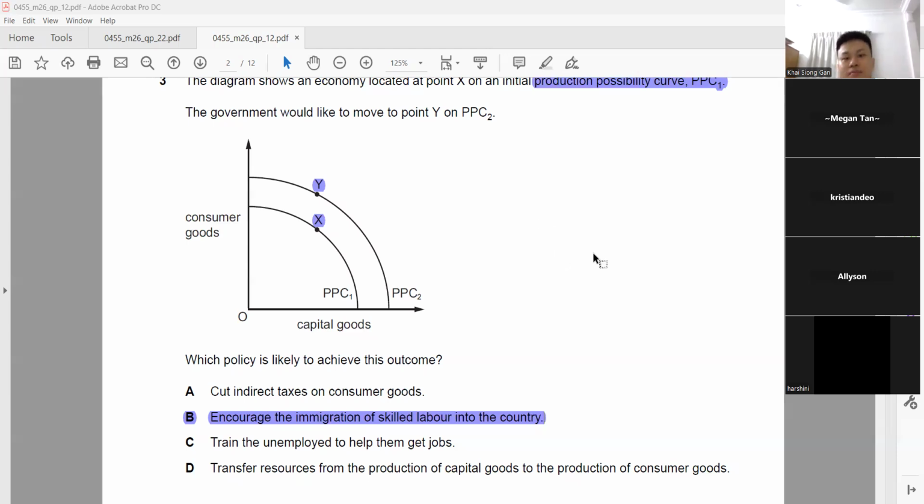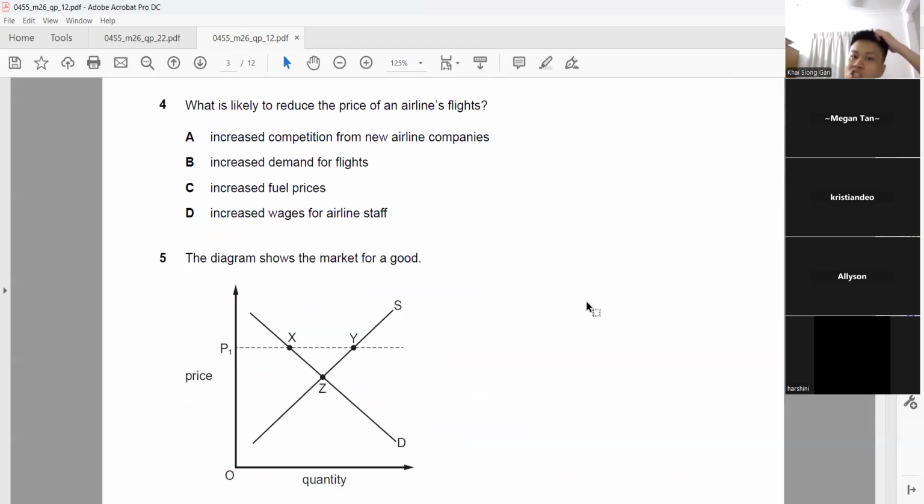Now, next question. For this paper, I actually expect you to get very high marks though, because it's not very challenging for this one. What is likely to reduce the price of an airline's flight? Hashini, what is your answer?